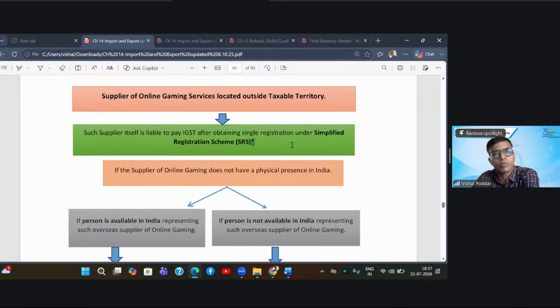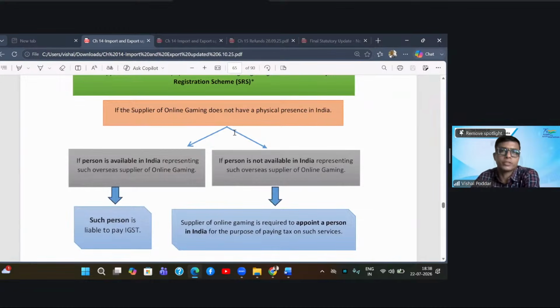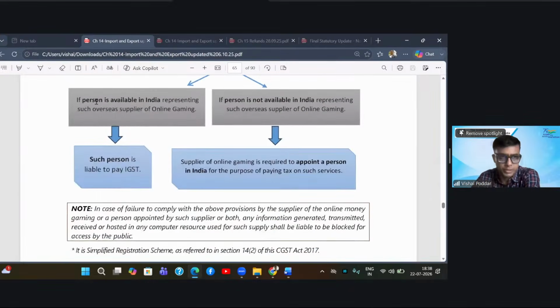Now, for this purpose, it will have to obtain a registration. But since these people are sitting outside India, a simplified registration scheme has been brought in, whereby they can take this registration through a simple route. Now, if the supplier of online gaming does not have a presence in India, first, if there is a person who will be representing such overseas online gaming company, then such person who is in India and going to represent them will be the person leviable to IGST. That is, the person will ultimately be caught by the department for recovering IGST on this online money gaming.